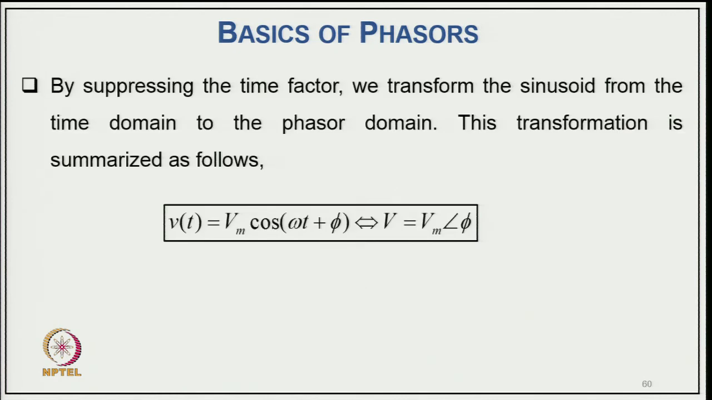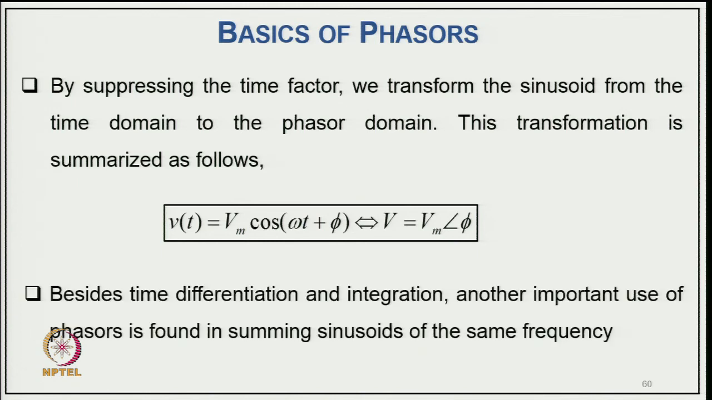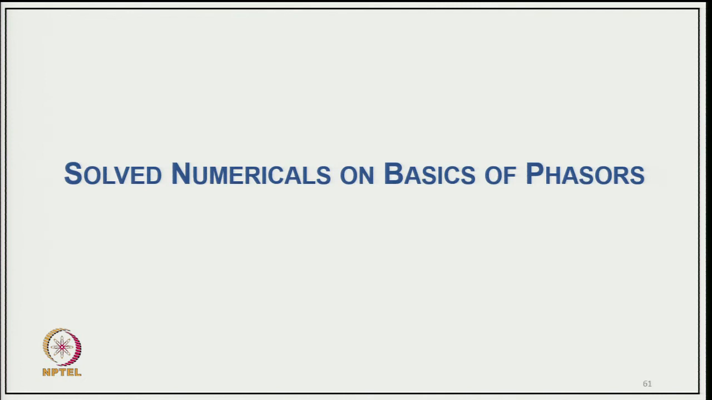By suppressing the time factor, we transform the sinusoid from the time domain to the phasor domain. This transformation is summarized as v(t) = V_m cos(ωt + φ), and in phasor form we write V = V_m ∠φ. Besides time differentiation and integration, another important use of phasors is found in summing sinusoids of the same frequency. Now coming to some solved numericals on phasors.